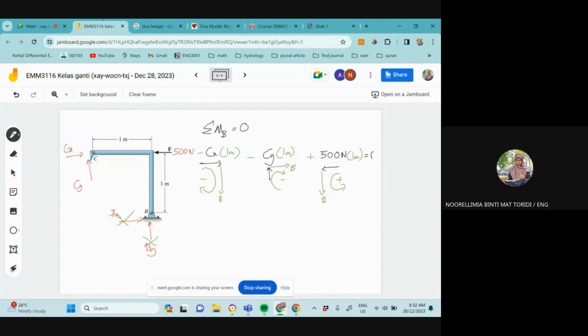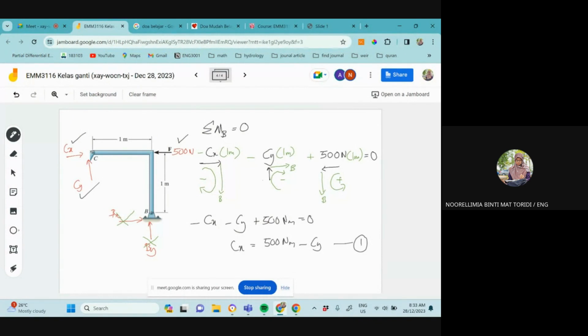Tak ada kan? Already dah finish kan the force. This one done, done, and done. Okay, so we have simplified already. So we have negative Cx negative Cy plus 500 Newton meter is equal to 0. Okay, so yang ni we can make like Cx equal to 500 Newton meter minus Cy. Okay, so this one will be equation 1.